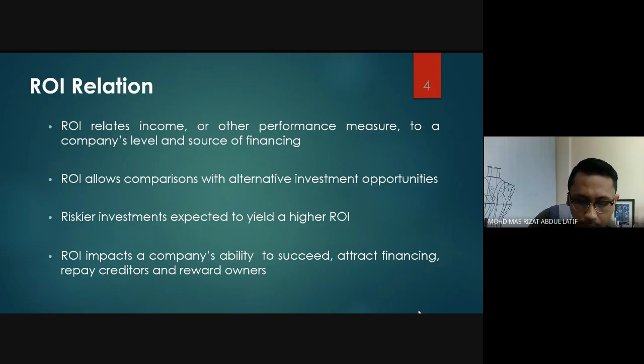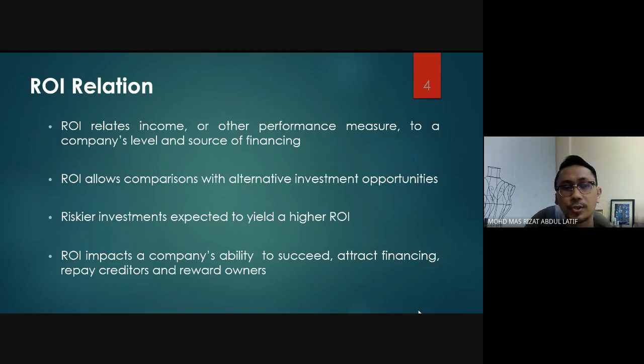Government treasury bonds reflect a minimum return due to their low risk. Riskier investments are expected to yield higher return. Analysis of return on invested capital compares the company's income or other performance measures to the company's level and source of financing. So it determines a company's ability to succeed, to attract financing, to repay creditors, and to reward owners.